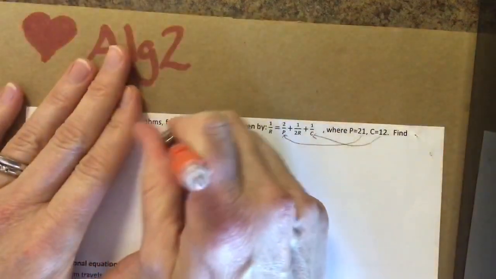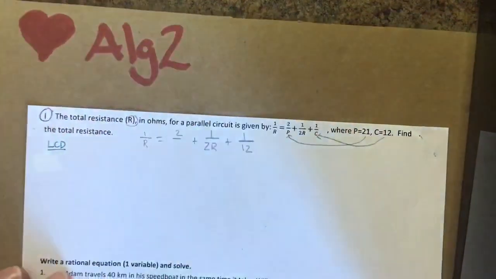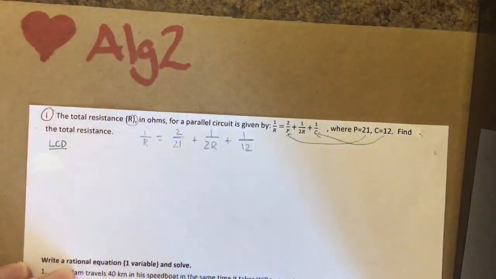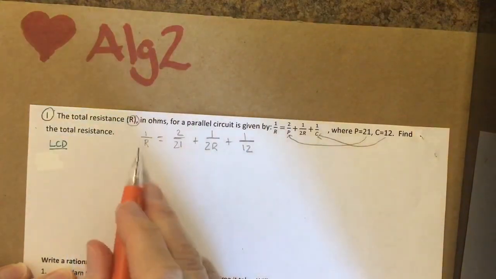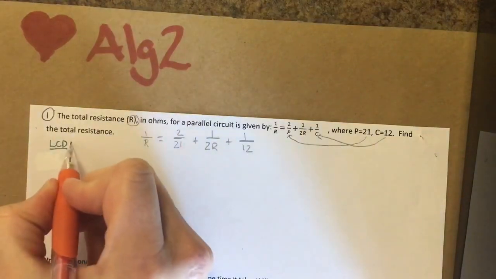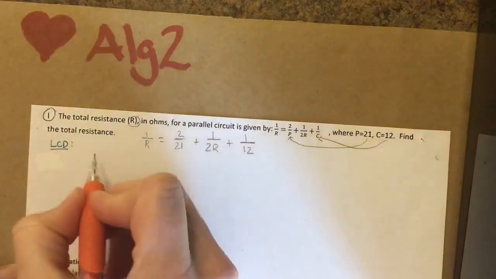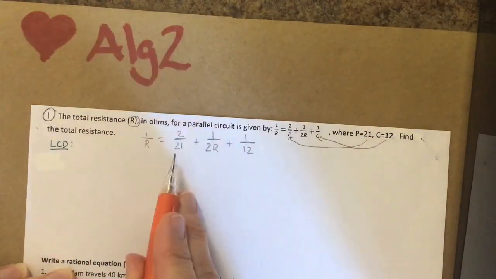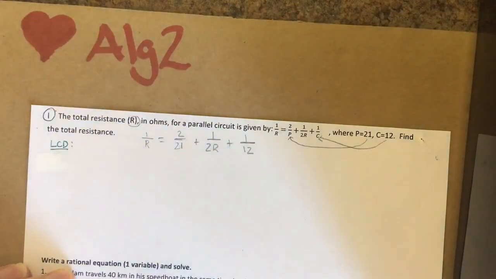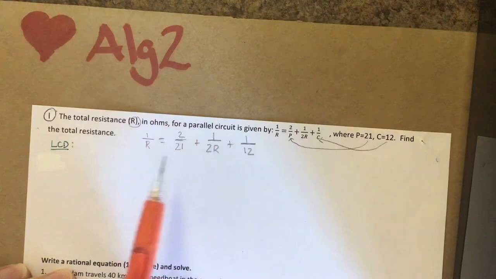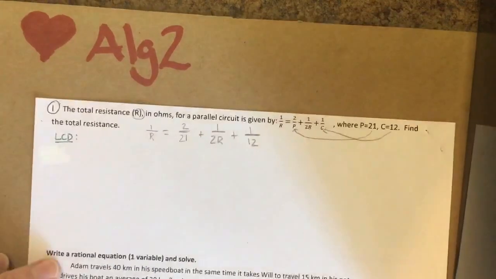Oh, I forgot to plug them in. 21. Okay. Actually plug them in. All right. Now, what's the LCD? You've got R, 21, twice R, 12. Okay, I don't need a factor, right? I need an R. Then what's the LCD of 2, 12, and 21? All right, 3 numbers. Well, if one of the numbers is a factor of the other number, you don't need to think about it really. So 2 is a factor of 12. So really I need the LCD of 12 and 21.